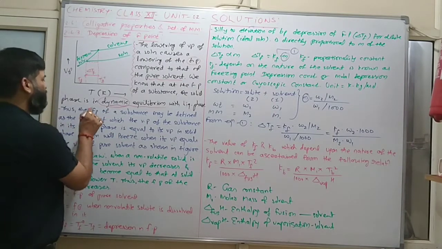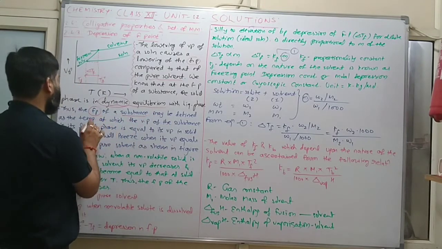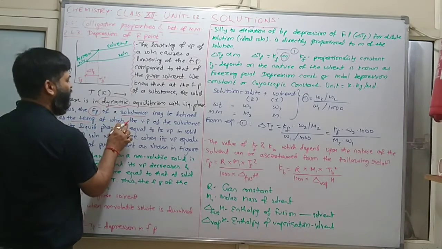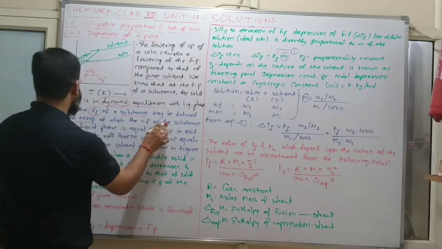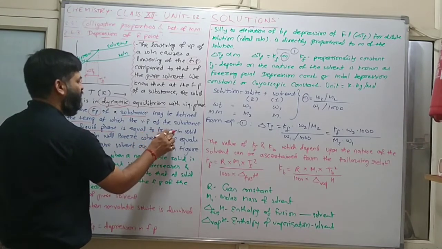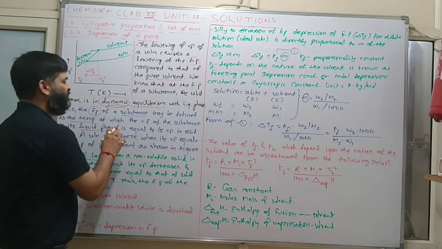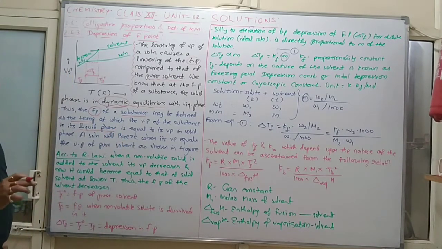Clear? Thus the freezing point of a substance may be defined as the temperature at which the vapor pressure of the substance in its liquid phase is equal to its vapor pressure in the solid phase. Here we can say that the vapor pressure of liquid is equal to the vapor pressure of solid.